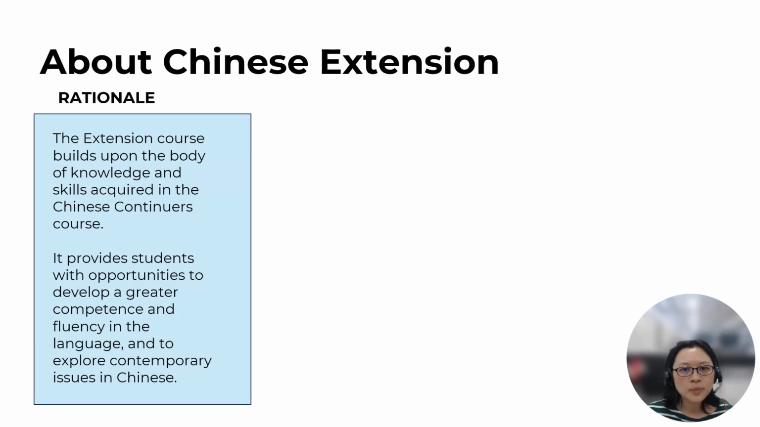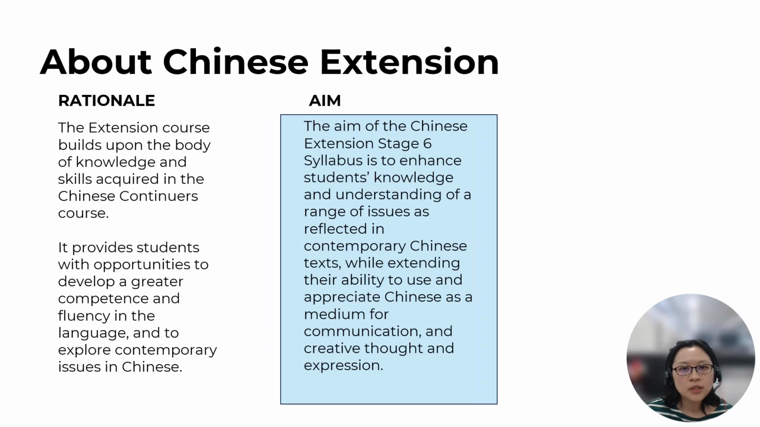The extension course builds upon the body of knowledge and skills acquired in the Chinese Continuers course. It provides students with opportunities to develop a greater competence and fluency in the language, and to explore contemporary issues in Chinese. The aim of the Chinese Extension Stage 6 syllabus is to enhance students' knowledge and understanding of a range of issues as reflected in contemporary Chinese texts, while extending their ability to use and appreciate Chinese as a medium for communication and creative thoughts and expression.